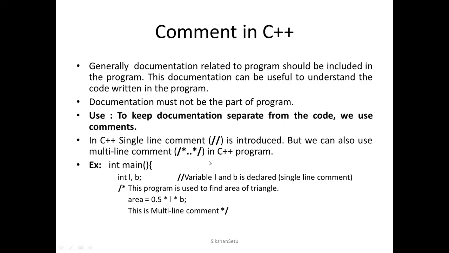But in some cases you may need to comment more than one line. For the multi-line comment, which exists in C and which we can also use in C++, the syntax is /*, then you write the statements to be put inside the comment, and at last you close it with star and slash. All the statements between these two are considered commented, and are not considered for compilation or execution. So this is how we can use two different types of comments in C++: single line comments and multi-line comments.